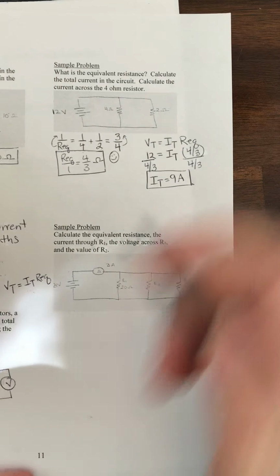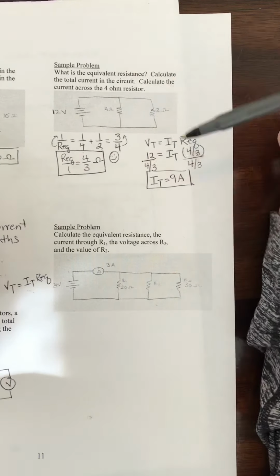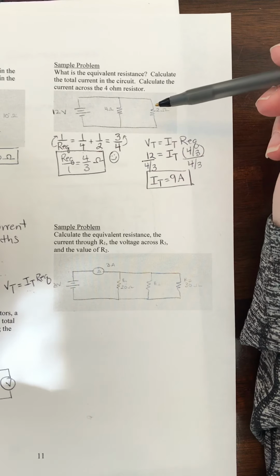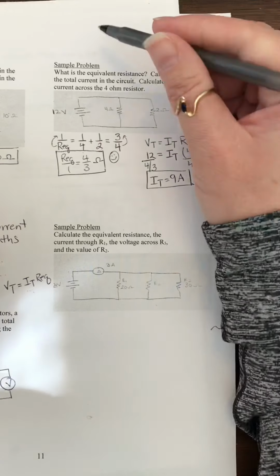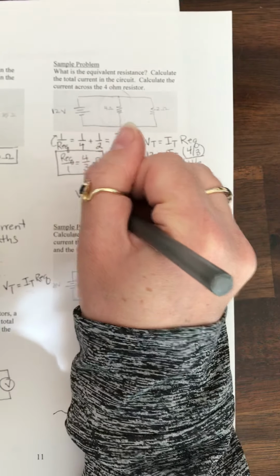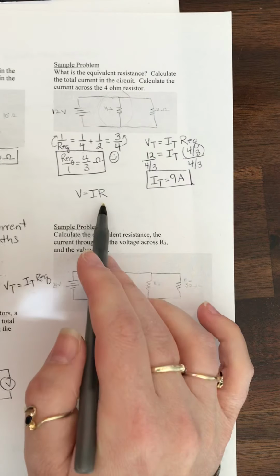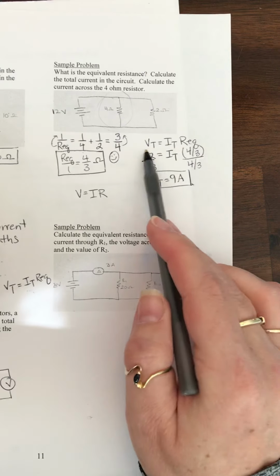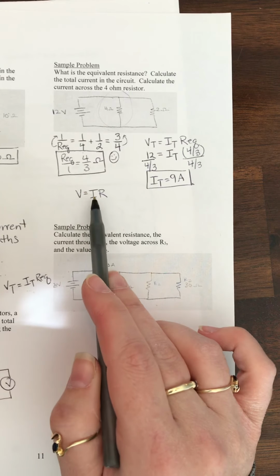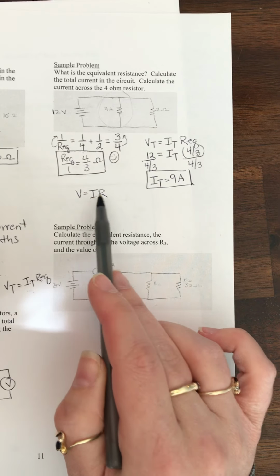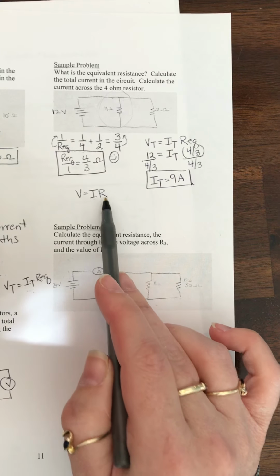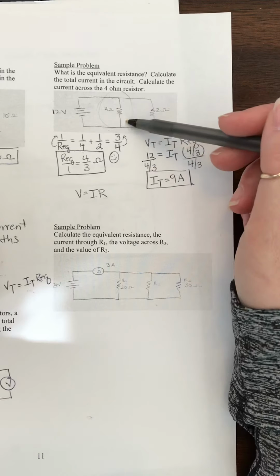All right. Now last but not least, calculate the current across the 4 ohm resistor. Now we could do this a bunch of different ways, but what I'm going to do is zoom in here on my 4 ohm resistor. And I'm going to use the equation V equals IR, Ohm's law. So you notice how this is different than this one? This is just the voltage for the 4 ohm resistor, just the current for the 4 ohm resistor, and just the resistance of the 4 ohm resistor, okay?